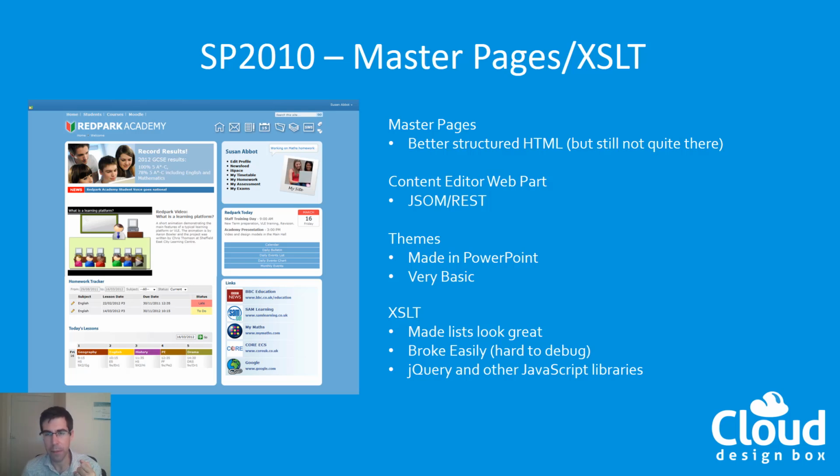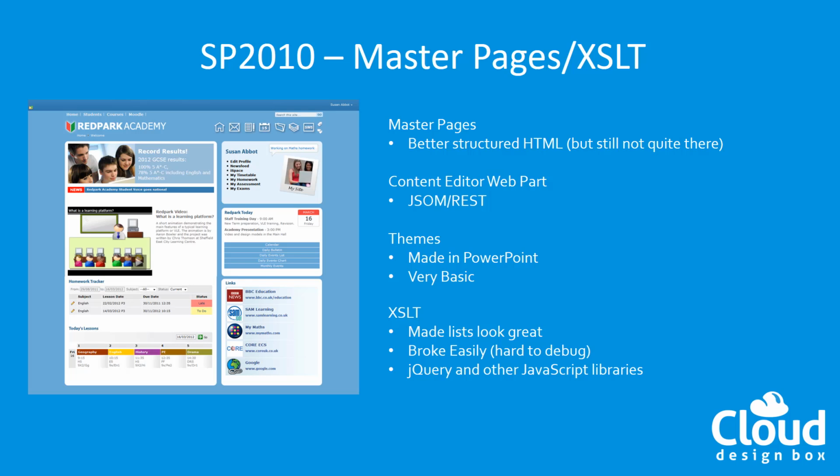So XSLT you could use to customize the look of lists. So instead of lists being out of the box, the announcement list was pretty basic. You could apply some design over the top of that using XSLT on those out of the box web parts. It was very hard to work with and very difficult to debug. If you made a mistake, it would just crash the web parts. But it was a great start because we could actually make the web parts look great, and again take them out of that SharePoint out of the box look and feel.